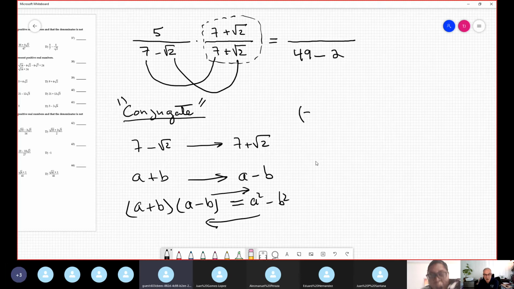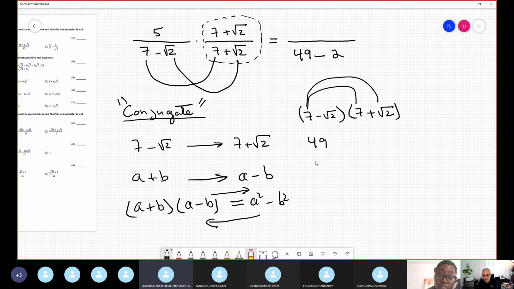Look, 7 minus radical 2 times 7 plus radical 2. Well, I apply FOIL. 7 times 7, 49. 7 times radical 2 is plus 7 radical 2. This and this together is minus 7 radical 2. And radical 2 times radical 2 is 2. And always cancel out this and this. I guarantee you. Entonces we have, sorry, this is minus, because negative times positive is minus.